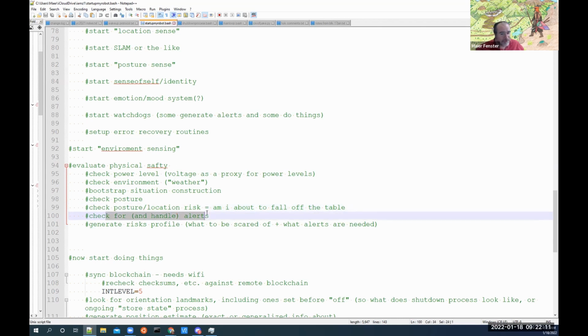Alerts start coming in, so I have to handle them. And I believe this is a time where we start generating a risk profile, which tells me what alerts I should be especially worried about. One set of alerts at the edge of a table, another one in the middle of a field. So I'm just pointing out that until now, the rover hasn't done anything yet, except a few jiggly movements.